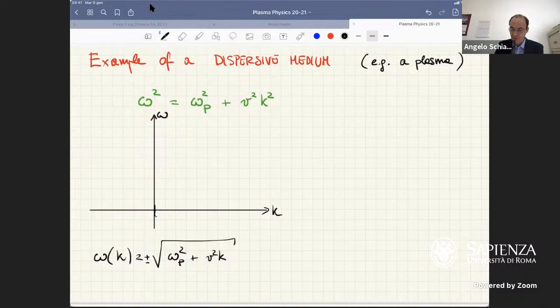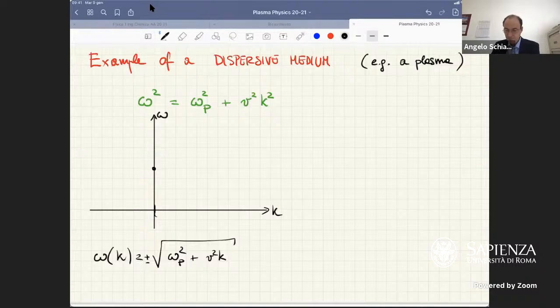And let's draw it with a color. We use blue, for instance, for the progressive part, and red for the regressive part. So we see that we have a minimum for omega. We see that for k equal 0, the angular frequency of the wave is just omega_p. So we have a minimum here that we can draw on the axis.